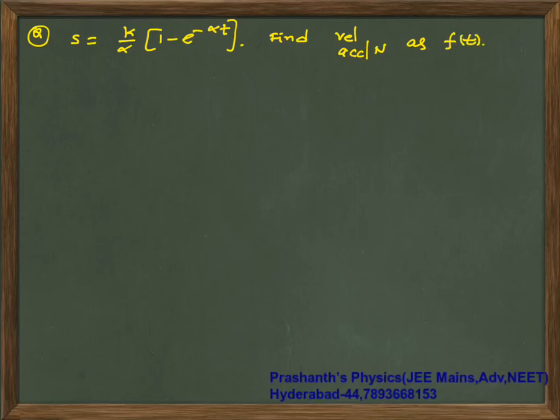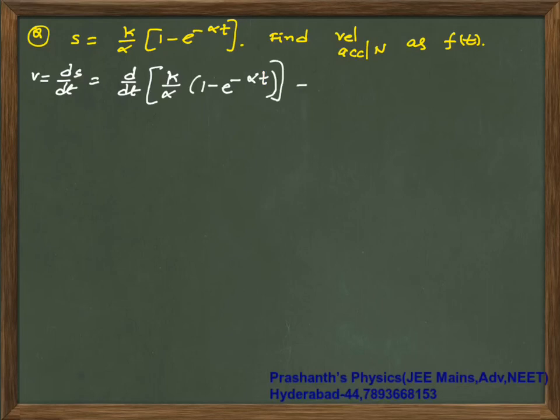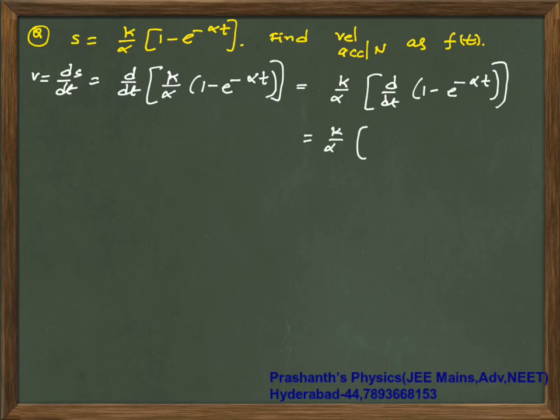Okay, now how you are going to do this is, your velocity is ds by dt, that is equal to d by dt of k by alpha into 1 minus e power minus alpha t. So as I have explained previously, constants can be taken out of the derivative. So that becomes d by dt times 1 minus e power minus alpha t. So that is equal to k by alpha times d by dt of 1 minus d by dt of e power minus alpha t.